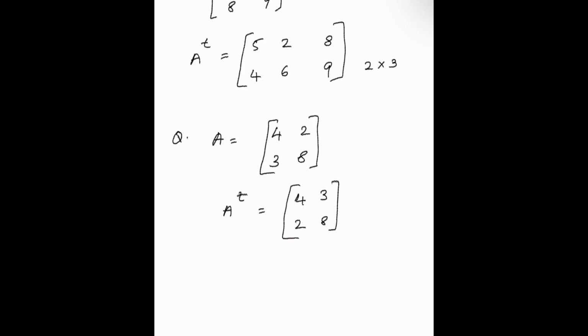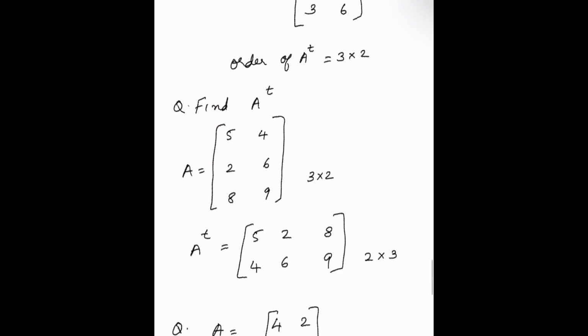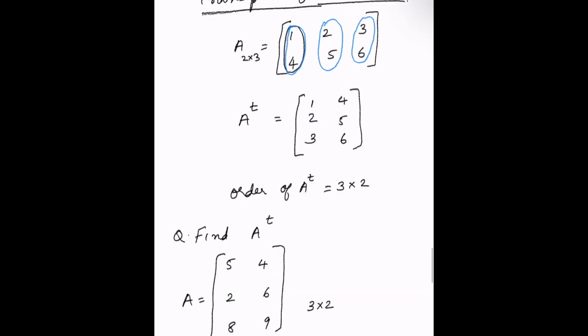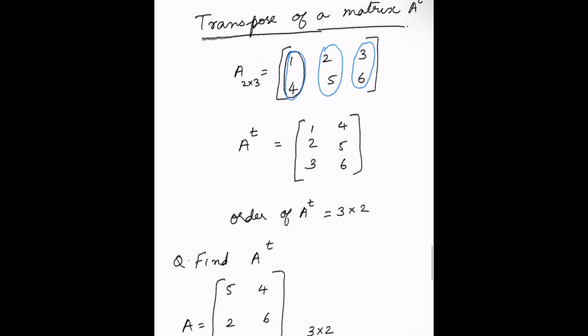Transpose is changing the rows. Maybe you can write one note here. The transpose of a matrix is interchanging its rows and columns. That's all. So rows become columns or columns become rows. That's all. Next concept is equality of matrices.